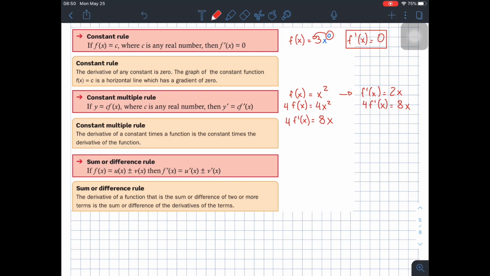That means that we can just ignore the constant number, and find the gradient function, and then multiply that constant number to the gradient function, right? That is what we're saying with that property.